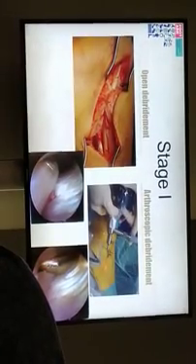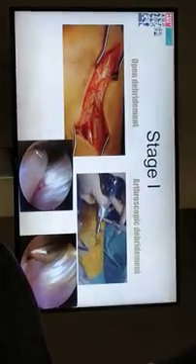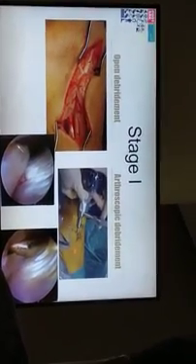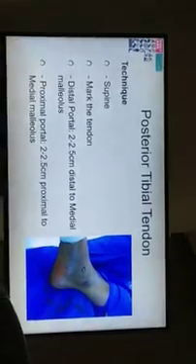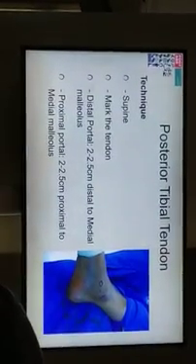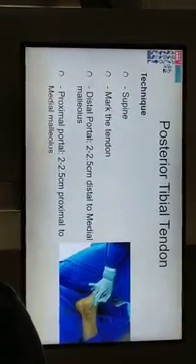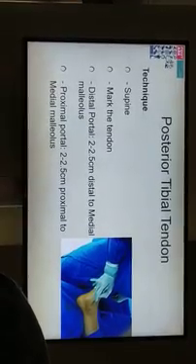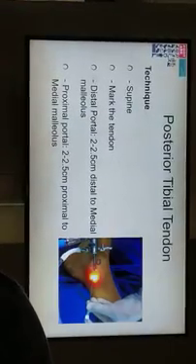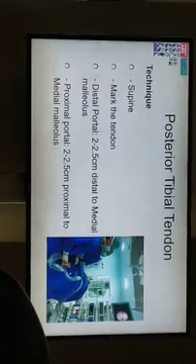For stage 1, open debridement or arthroscopic debridement of the tibialis posterior tendon. We do it arthroscopically over here. How do we do it? It's a supine position. This is the position of the foot. You take a portal. The distal portal is my viewing portal. The proximal portal is my working portal. Under vision, this is taken. This is how it's done.